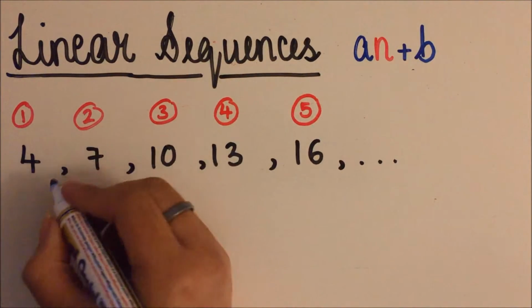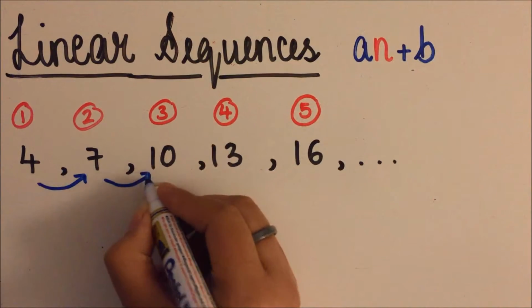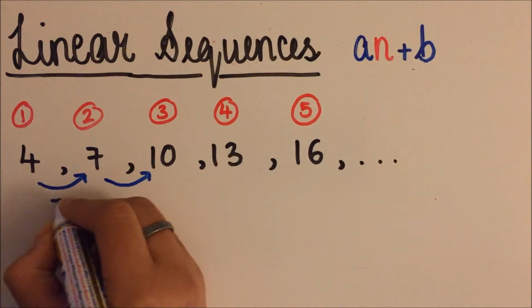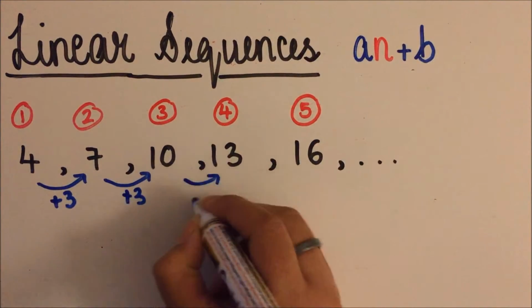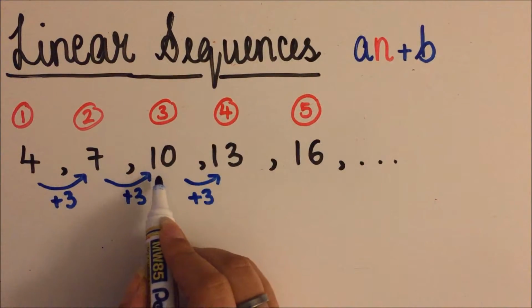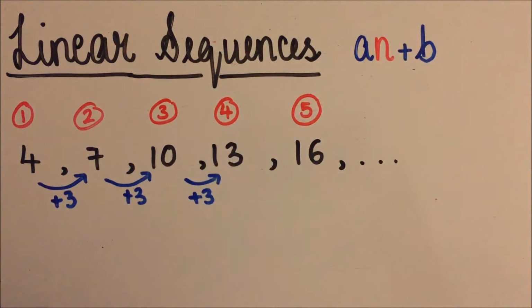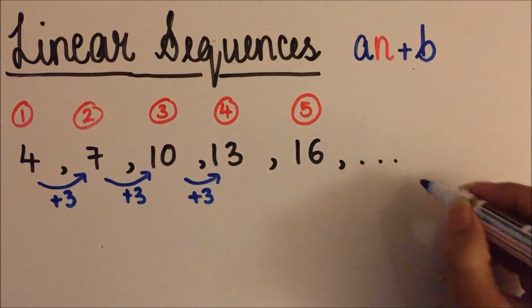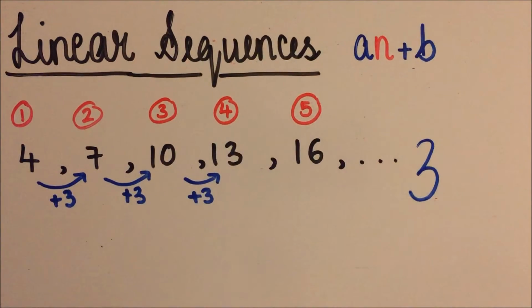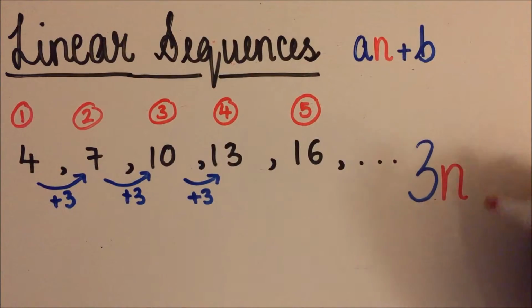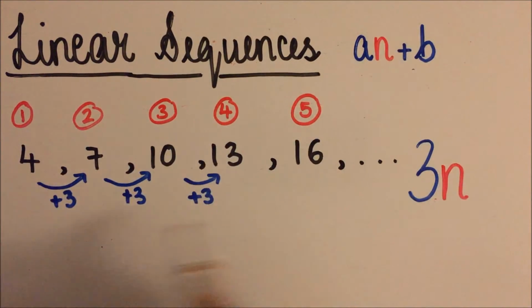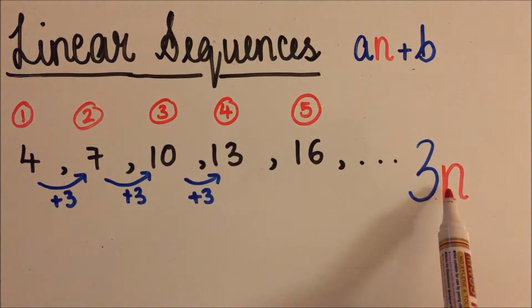The second step is to find the difference between them. Well, to go from 4 to 7, you're adding 3. To go from 7 to 10, you're adding 3, and you're adding 3 to every term to get to the next term. So you write down the difference, and the n automatically always goes next to whatever the difference is of the particular sequence. In this case, the difference is 3, so 3 goes next to n.